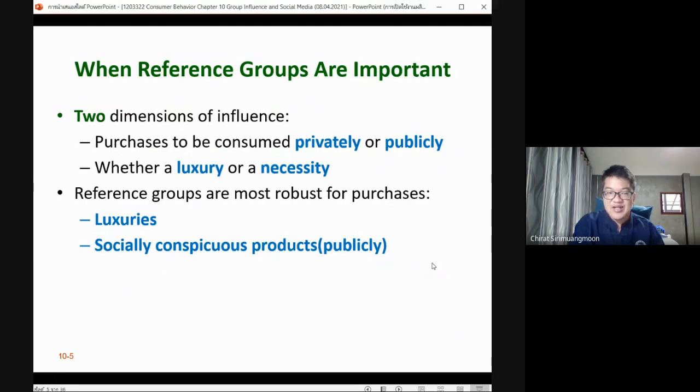So if the product is very important, it's going to be the luxurious product. But if the brand that you perceive is very important, it's going to be for public. So that's the reason why. Normally, for consumer behavior or marketers, when we think about how reference group is going to be most important, they are going to be concerned with both dimensions, but they will focus on the luxuries and the publicity because it's going to be presented to other people and then you will perceive whether this is a good brand or good product or not.